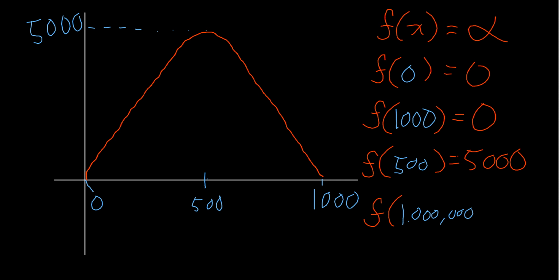What happens at f of 1 million? Let's erase this. Mess that up a little bit. Okay, so for some reason I can't get the, oh, there we go. I got the comma going. What happens at f of 1 million?